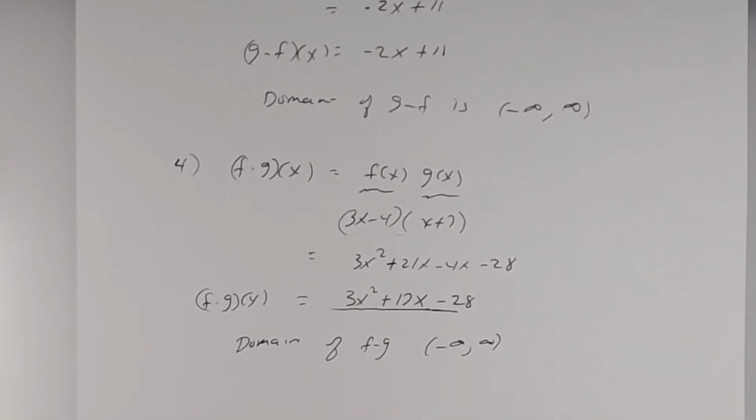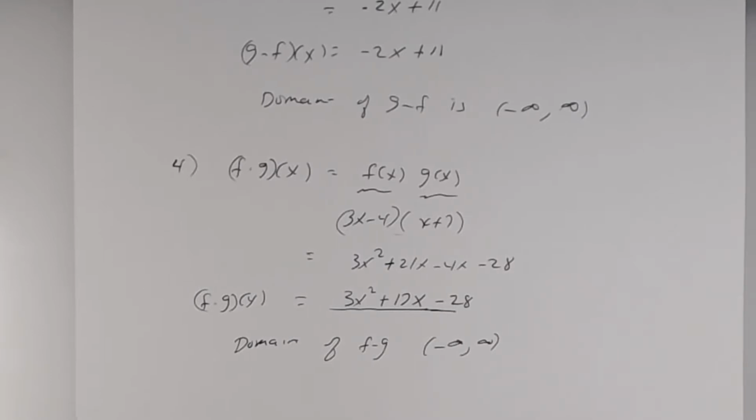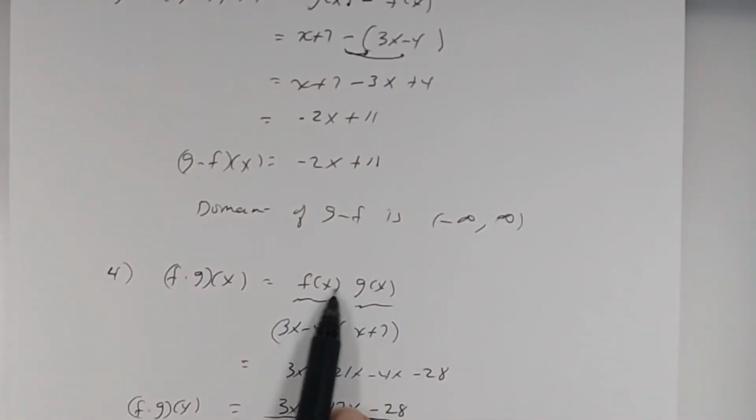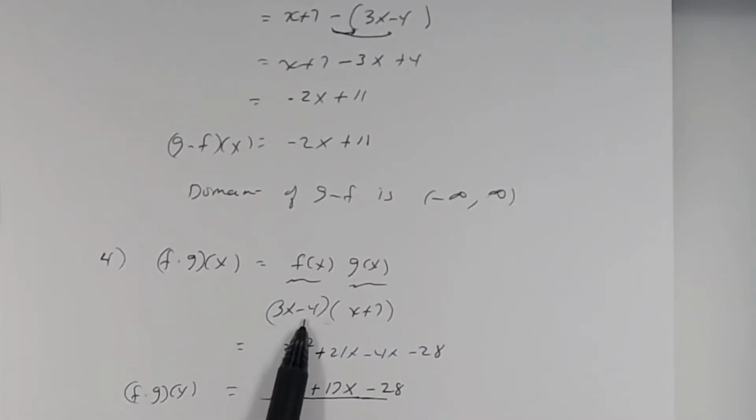Okay? And if I were to ask you about g times x, wouldn't the answer be the same thing? Because multiplication is commutative. 3x minus 4 times x plus 7 is the same as x plus 7 times 3x minus 4.